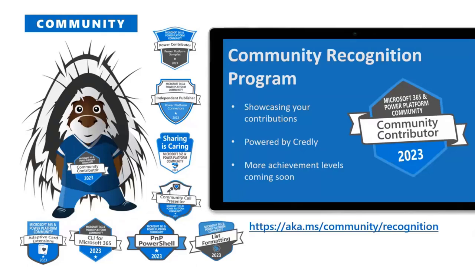And we've got even more badges. We're getting ready to drop the SPFX web parts, team samples, and extension badges this weekend. So be on the lookout for that, everybody. We're excited for those, along with all the new ones that came out: list formatting, PnP PowerShell, CLI for Microsoft 365, and adaptive card extensions. They're out there. You're going to get them. And we're excited for that.